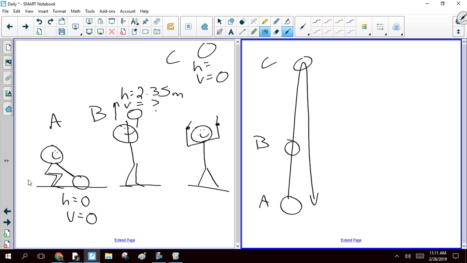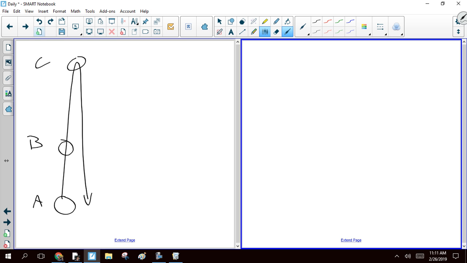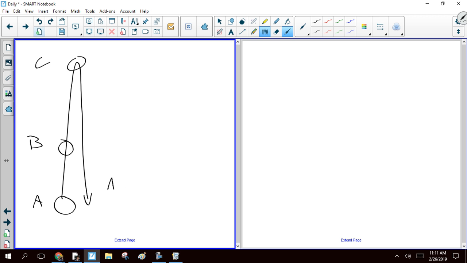All right. So at point A, I know my height is 0 and I know my velocity is 0. At point B, I know my height is 2.35. I do not know the velocity. At point C, I don't know my height, but I know my velocity is 0. So that's just sort of like a condensed drawing without crappy stick figures. Make sense? All right. Are there any questions before I go on?